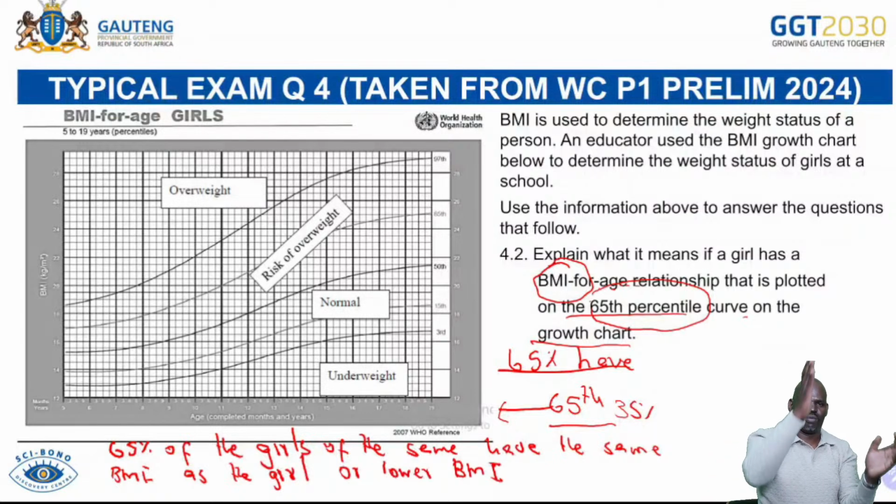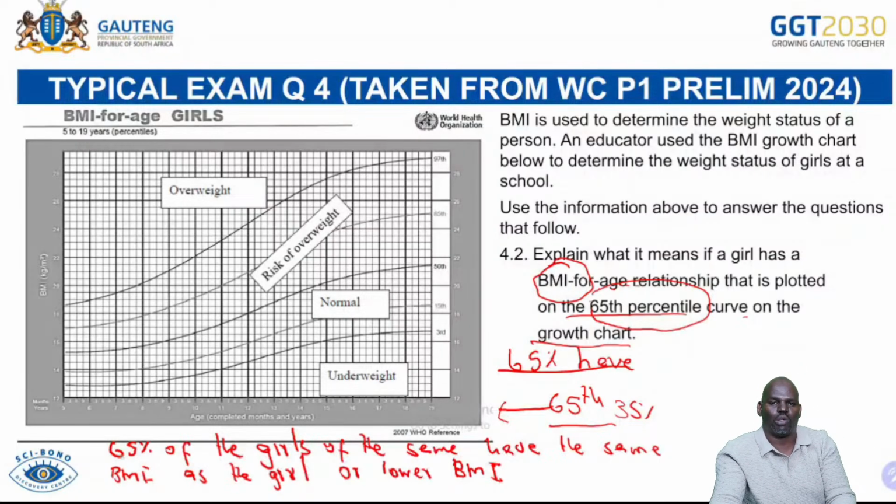Okay, 65, because this girl is only 65. Then, if you don't want to put it in this way, you're now going to look at the percentage above. What is the percentage above 65%? It's 35%. Now we can say 35% of the girls of the same age have the same BMI as the girl or higher BMI. Okay, so you need to get it right. So that is how we can explain it.